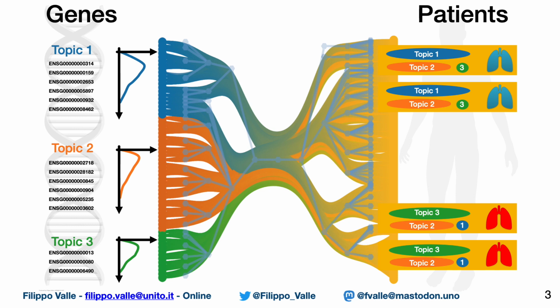On the other side, we have clusters, so a group of patients with the same cancer subtype, for example, and we can associate to each sample, each patient, a probability distribution over topics. So I can tell you which is the most important topic in a given patient and how this topic is composed, which are the genes most important in this topic.